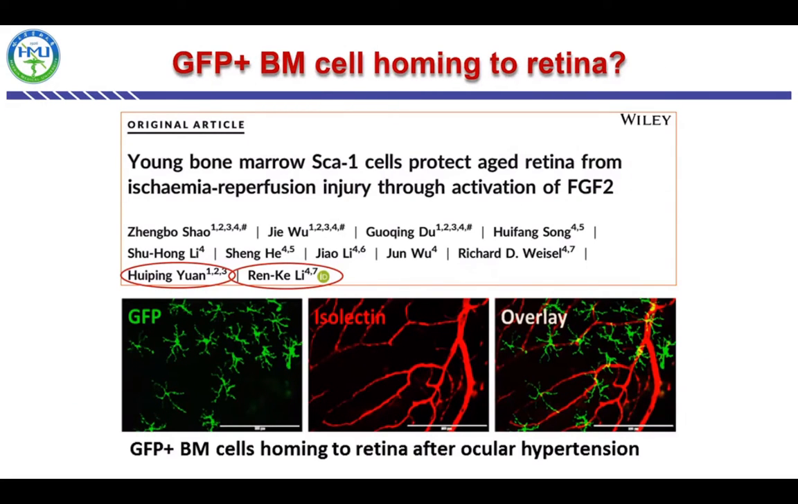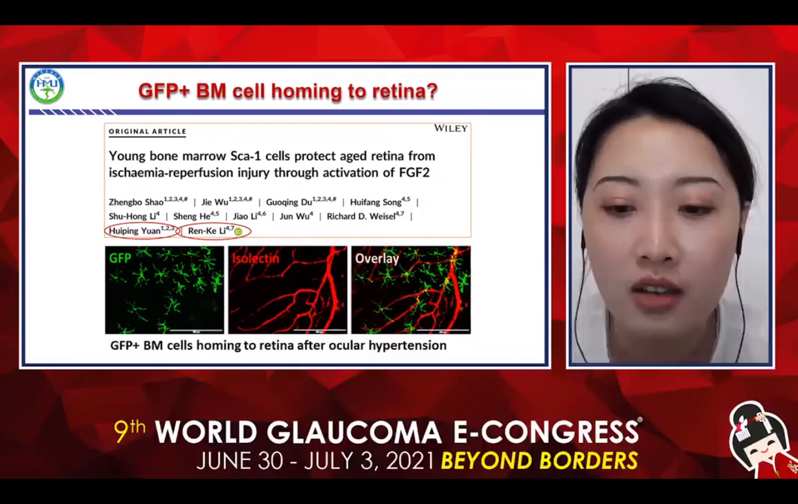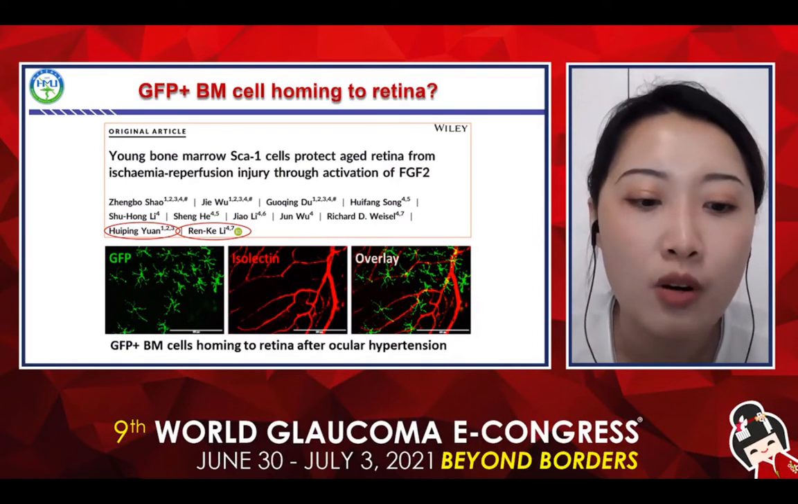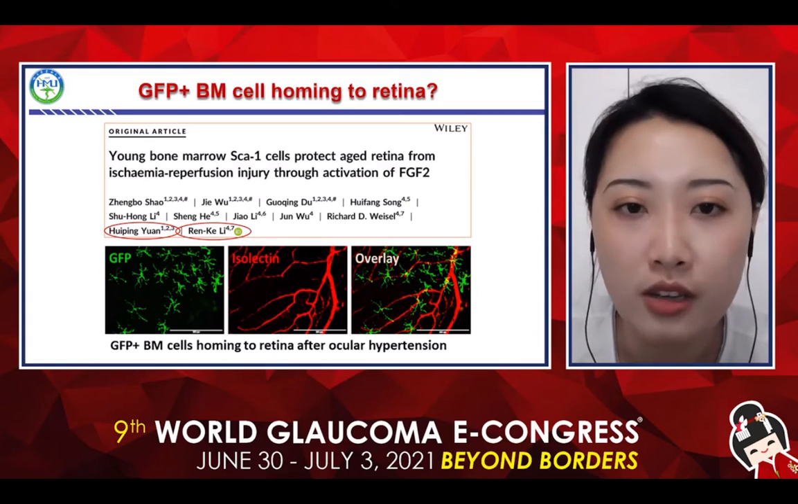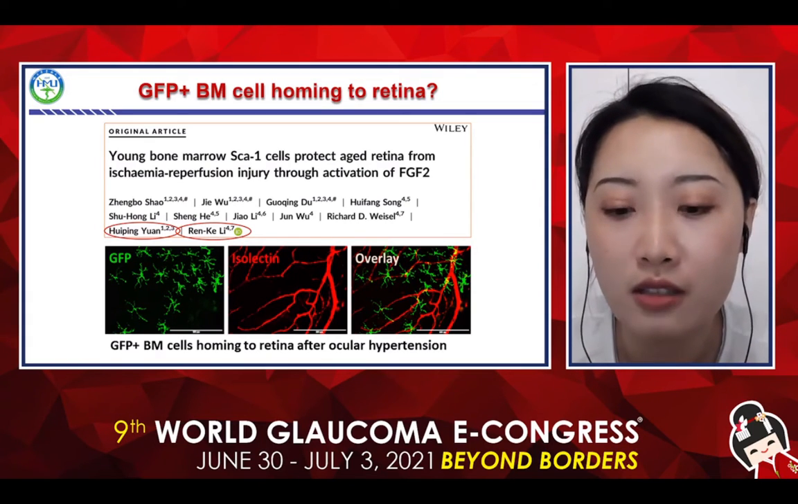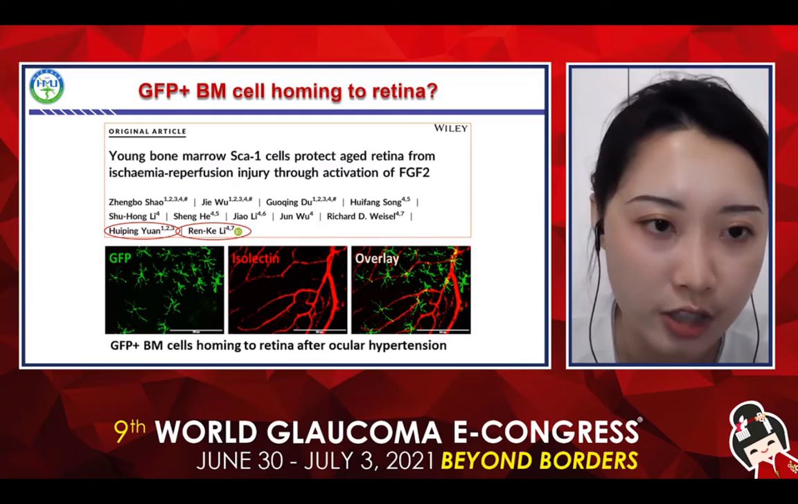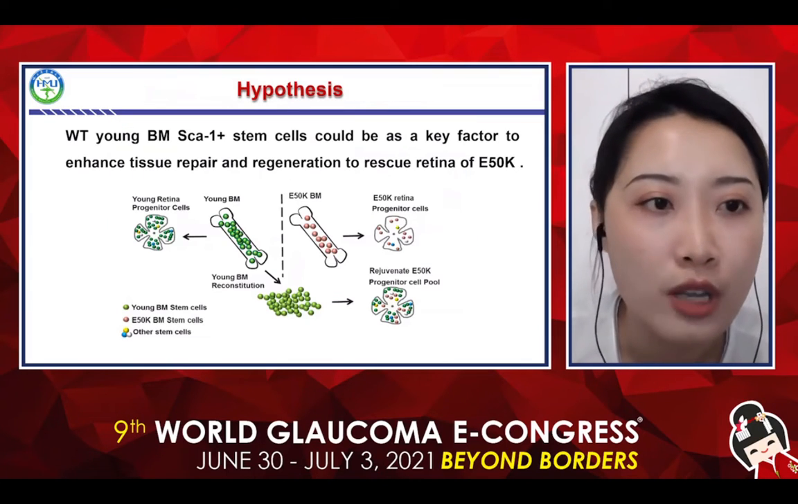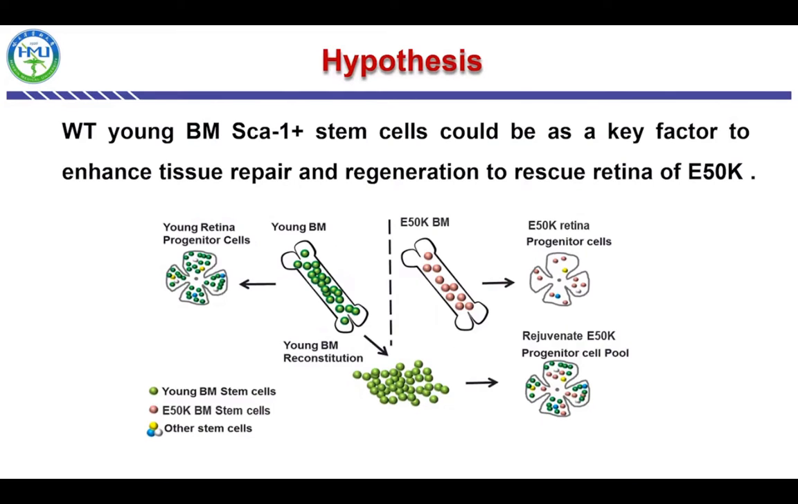Recently, our group found that a specific type of bone marrow cells, Sca-1 positive, were important contributors to rescue and recover visual function in the retina after glaucoma injury. So we tried to investigate whether wild-type young bone marrow Sca-1 stem cells could be a key factor to rescue the retina of E50K.